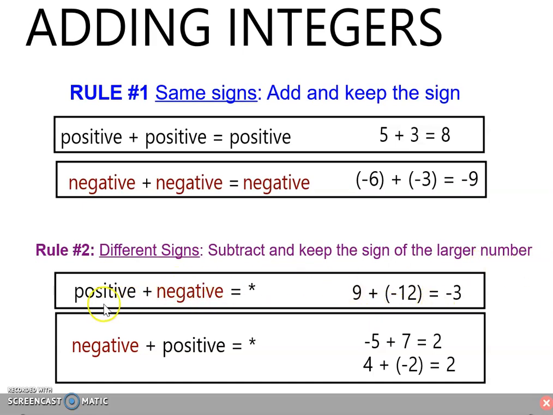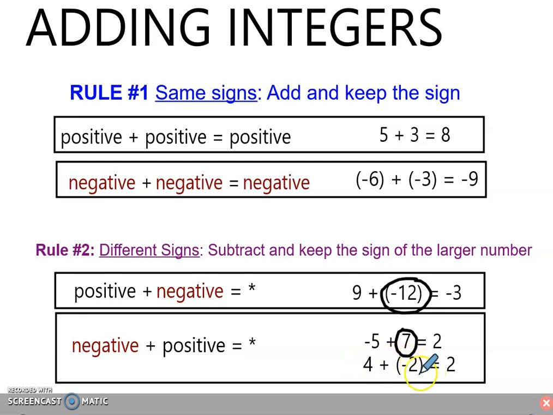So here's an example of a positive number and a negative number. 9 plus negative 12, so two different signs. I'm going to subtract. 12 minus 9 is 3. But what sign do I keep? The negative, because the 12 is bigger. Over here, I have a negative plus a positive. I'm going to do 7 minus 5 is 2. Why is it a positive 2? Because 7 is bigger and it's positive.